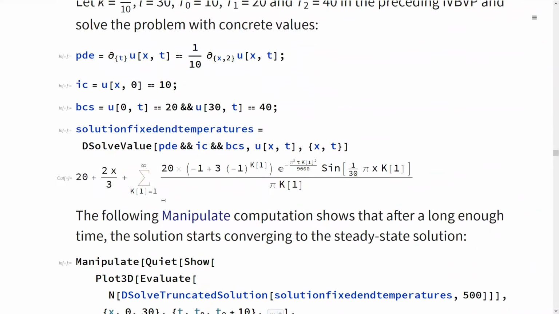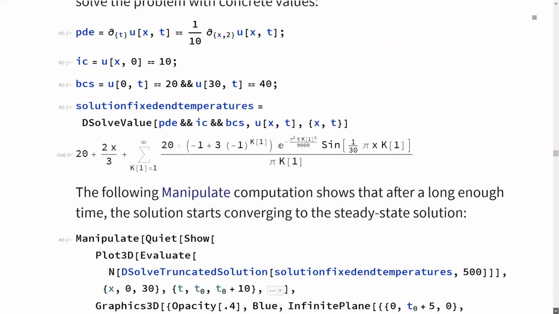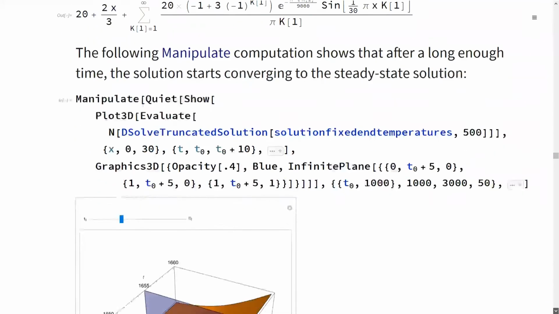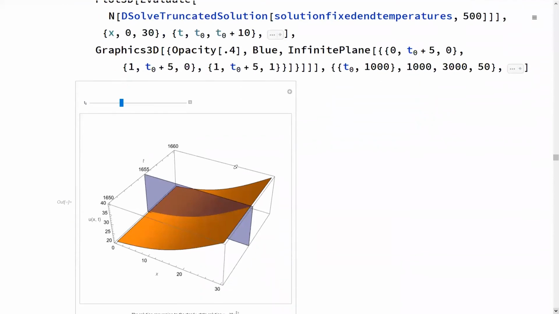So for specific values, if we solve the fixed end problem and steady state problem, this manipulate shows nicely that for larger values of time, we get close to the steady state solution. So this is the steady state solution line here.